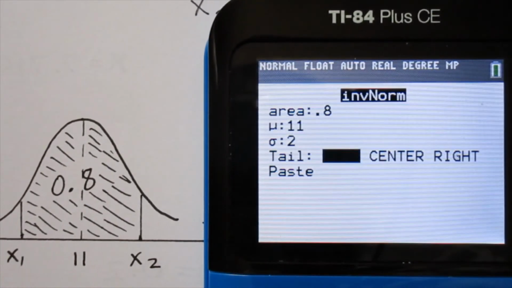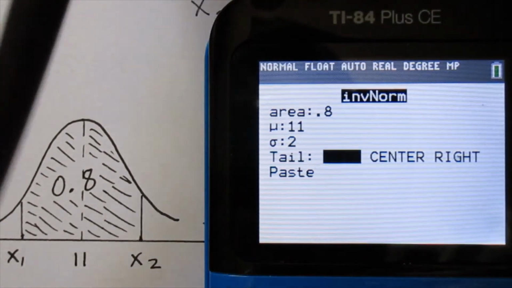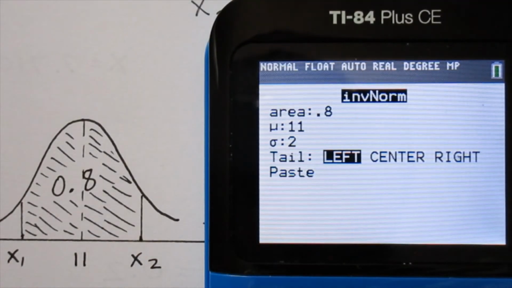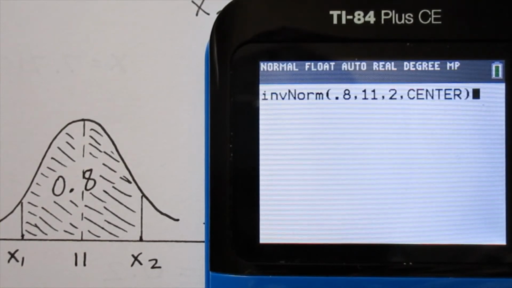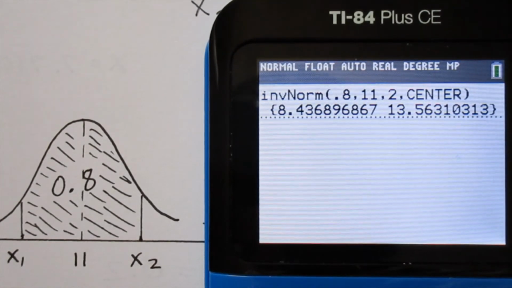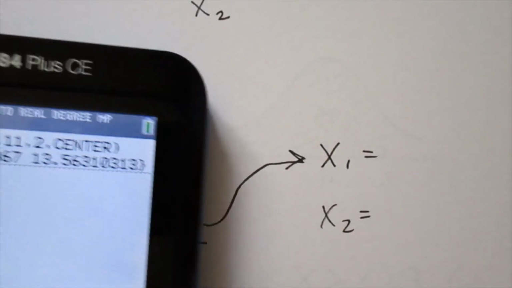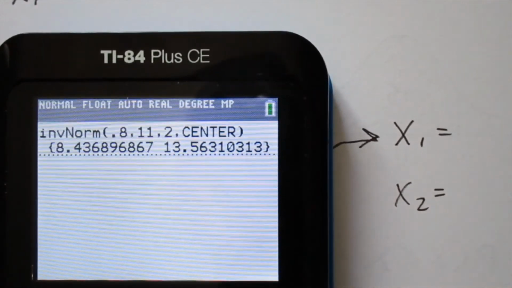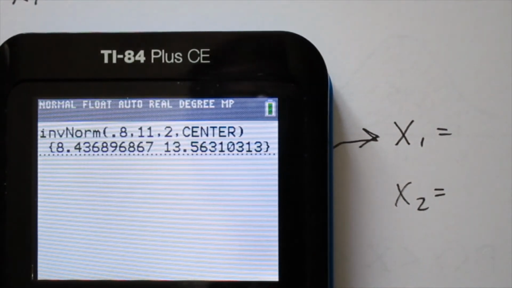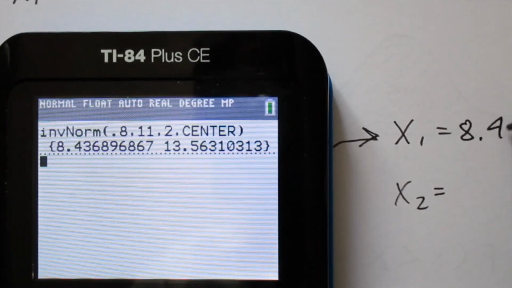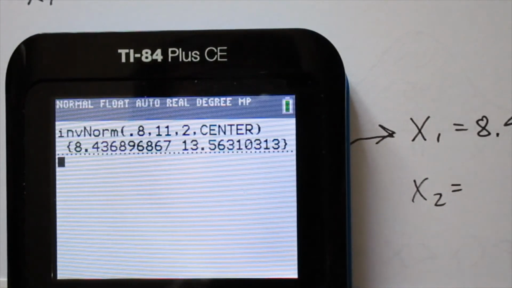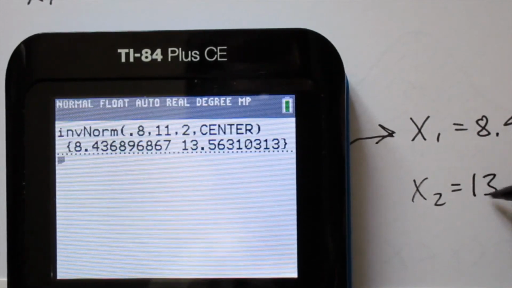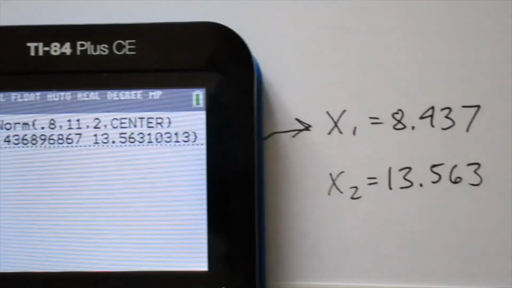Okay, now which do I highlight? Left, center, or right? In this case, I'm talking about the center area being 0.8. So go over to center, highlight it and press enter. Go down to paste, press enter. So I'm getting these two values. Okay, so what are these? So x sub 1, I'll say, is 8.437 about. And what's x sub 2? Can you read it? 13.563. How does that look?